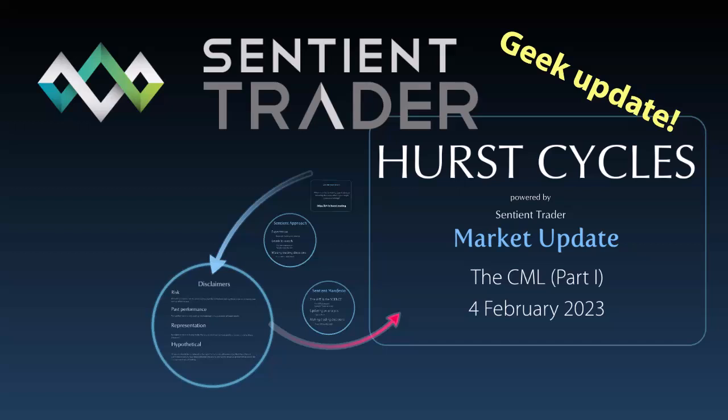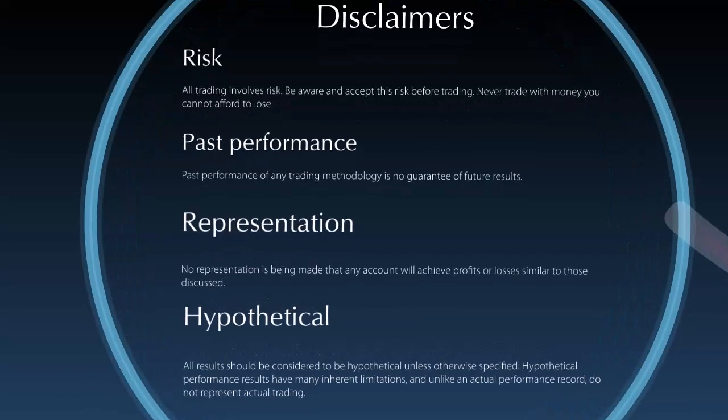In today's Hurst Cycles Geek update, I'm going to be speaking about the CML or Composite Model Line. I've called this part 1 because there is a lot to be said about this tool, and I'm sure I will be recording many further videos about it. This is a Geek update, and so you should be aware that I'm going to be getting involved in the details of the CML and speaking about how it is constructed and how it is used.